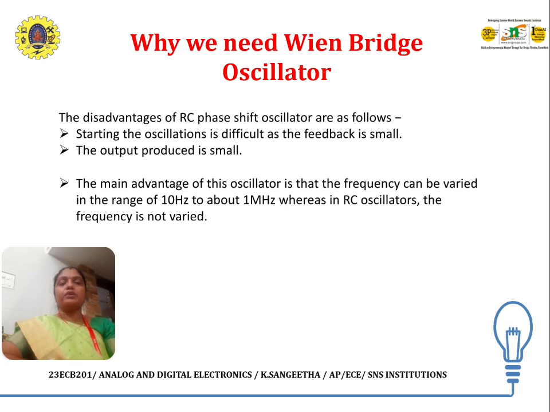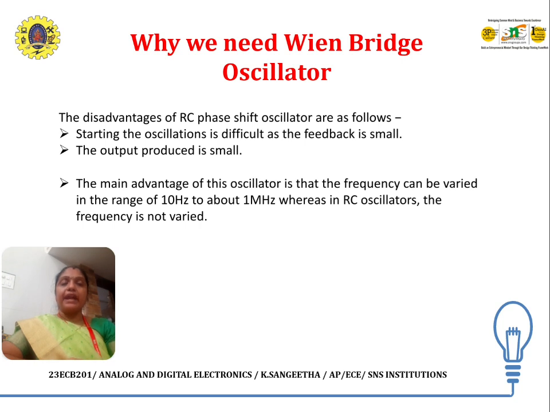The main purpose of Wien Bridge oscillator is to overcome the disadvantage of RC phase shift oscillator. So what are the disadvantages? In RC phase shift oscillator, starting the oscillations is very difficult because it has a very small feedback network and the output produced is very small. These are the main disadvantages of RC phase shift, and they are overcome in the Wien Bridge oscillator.